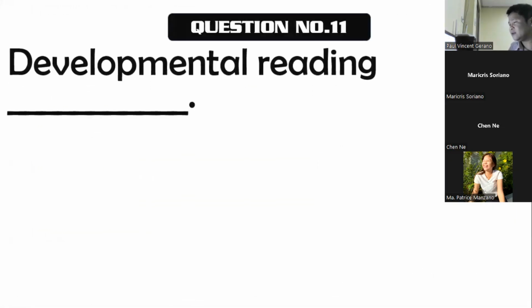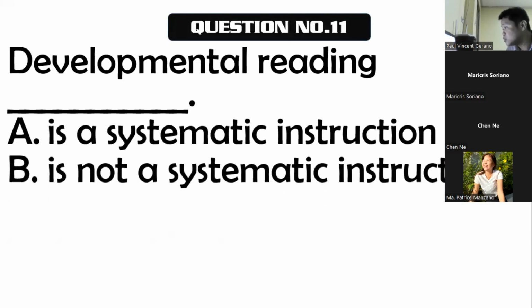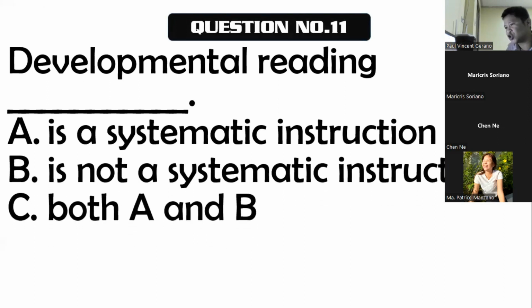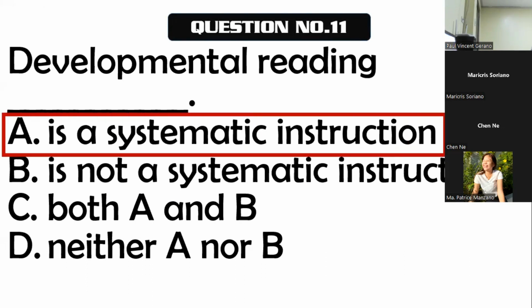Question number 11. Developmental reading, A, is a systematic instruction. B, is not a systematic instruction. C, both A and B. D, neither A nor B. What is the answer? Okay, correct answer is A, systematic instruction. Okay? Why systematic? Because there are rules. There are theories. There are concepts. Hindi kung ano-ano na lang yung ibinibigay na lesson sa developmental reading.